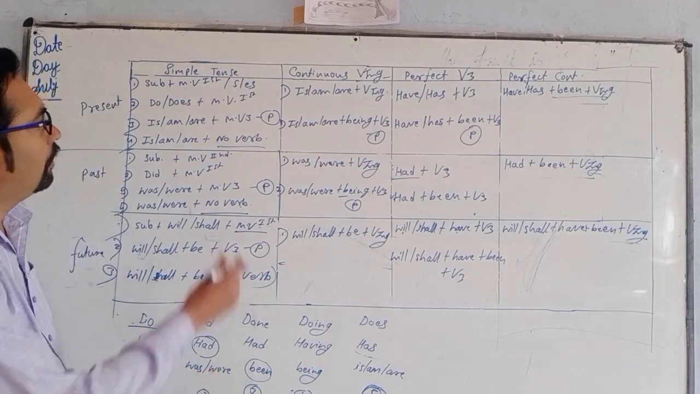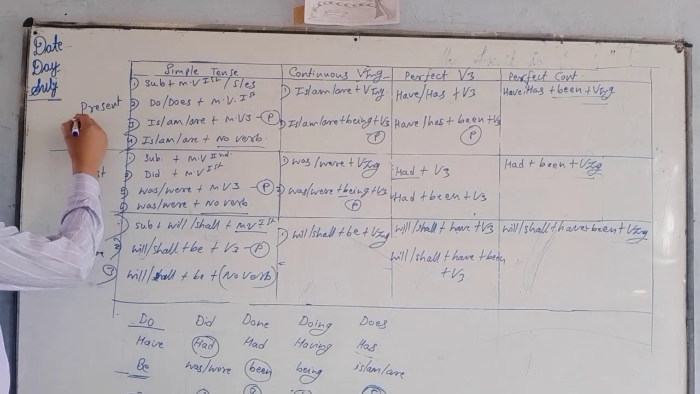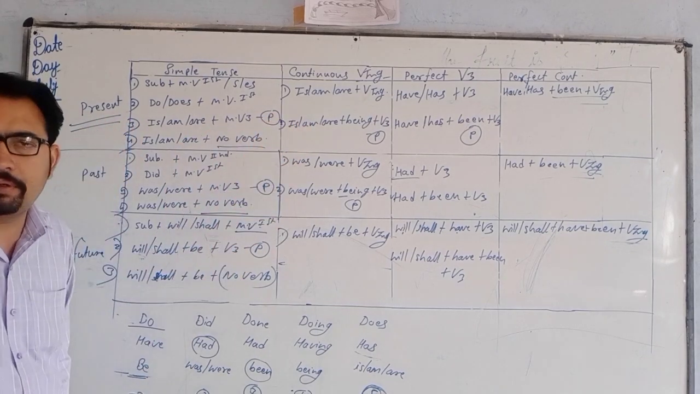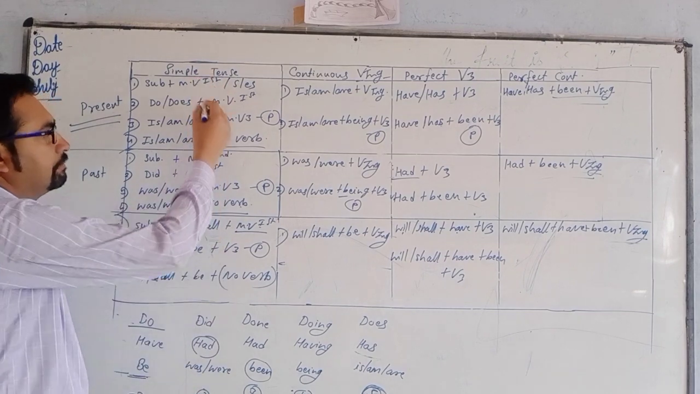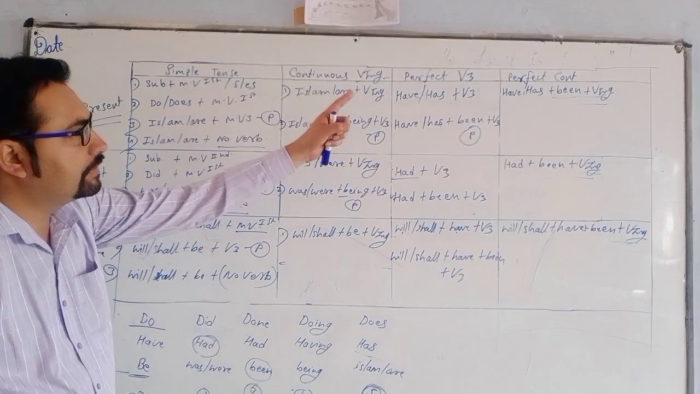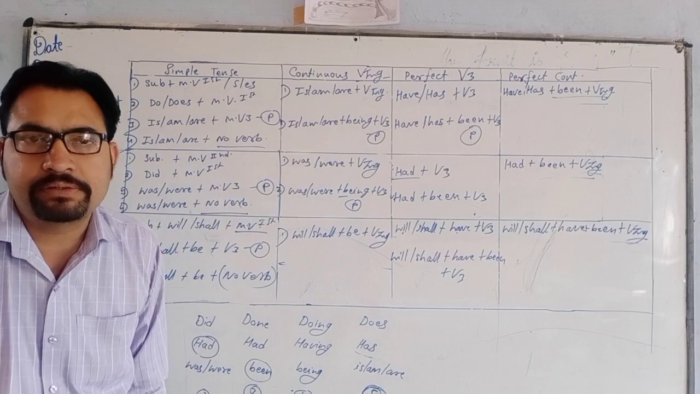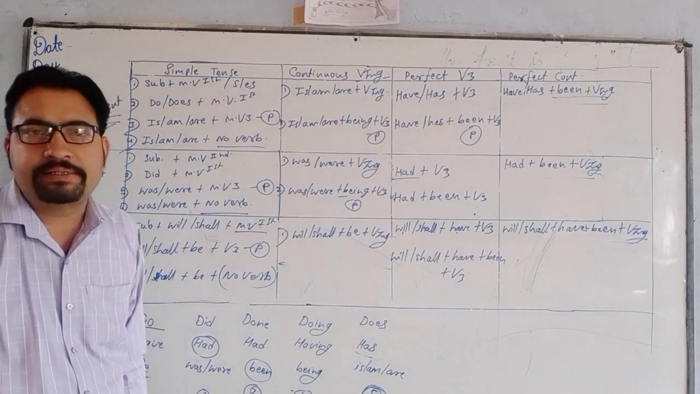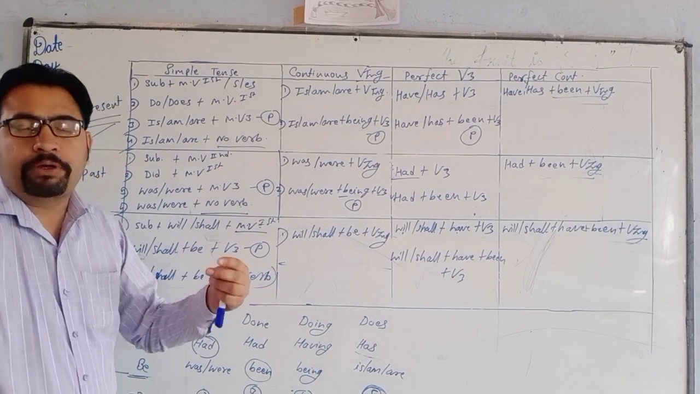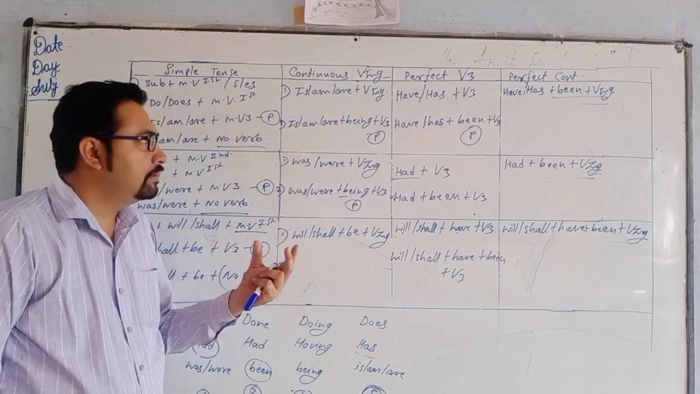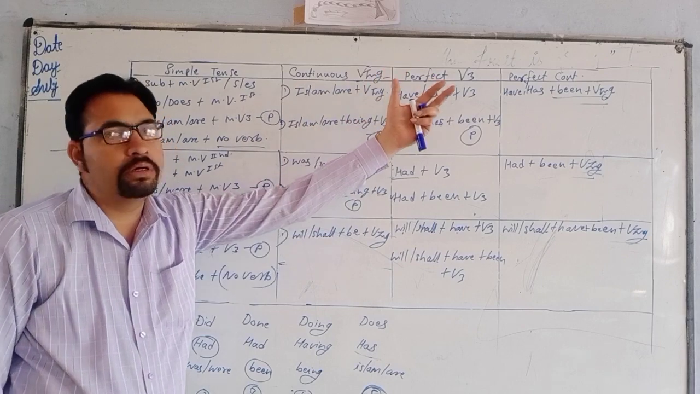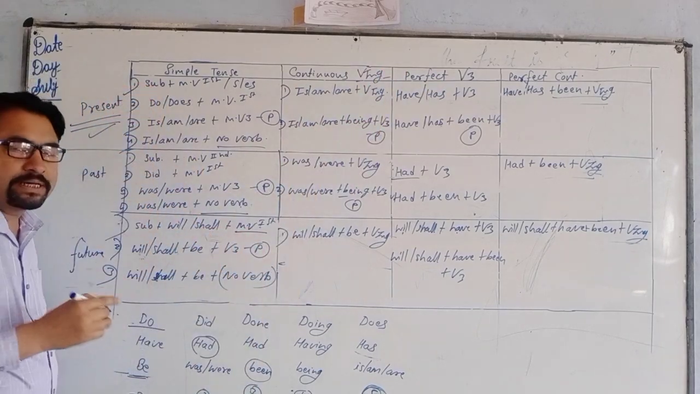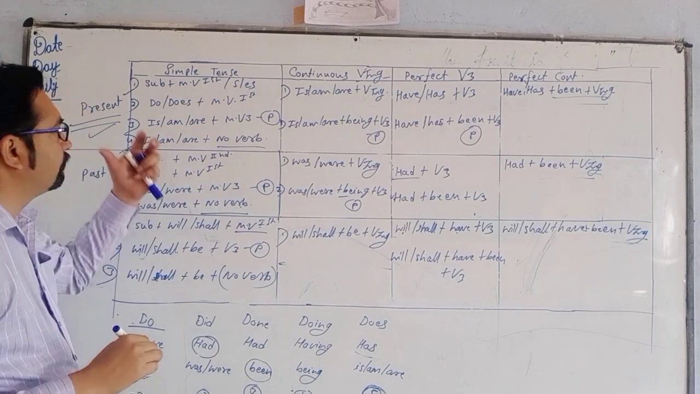Now, if we talk about the present tense, we usually divide it into four parts. First of all, simple tense, then continuous, after that perfect and perfect continuous. The simple tense is the most important tense. Why? Because there are more conditions comparatively to the other tenses. So here, first of all, what is the first condition of the present simple tense?